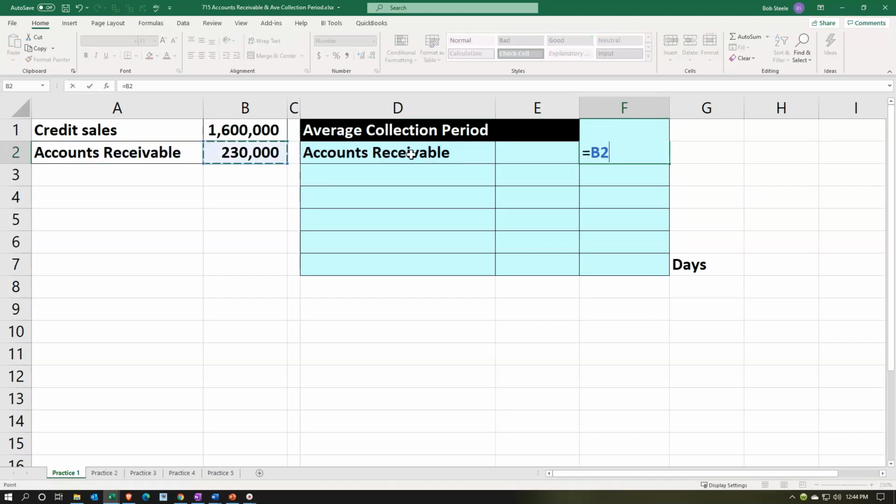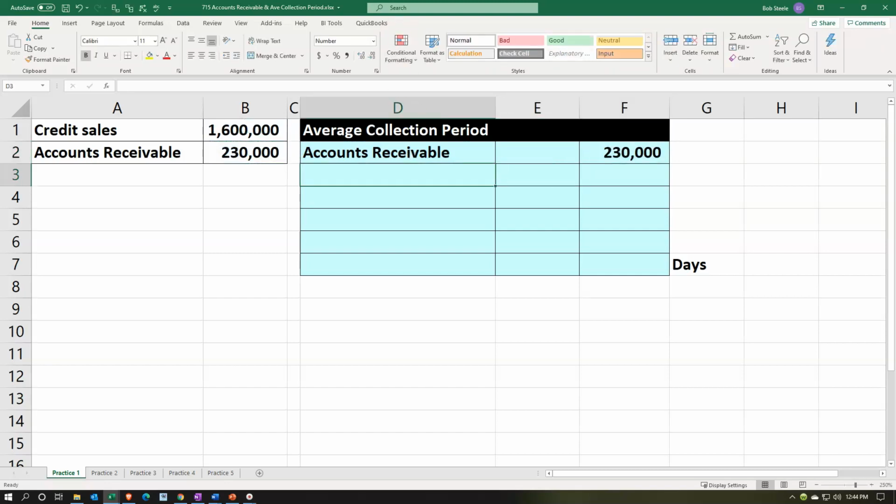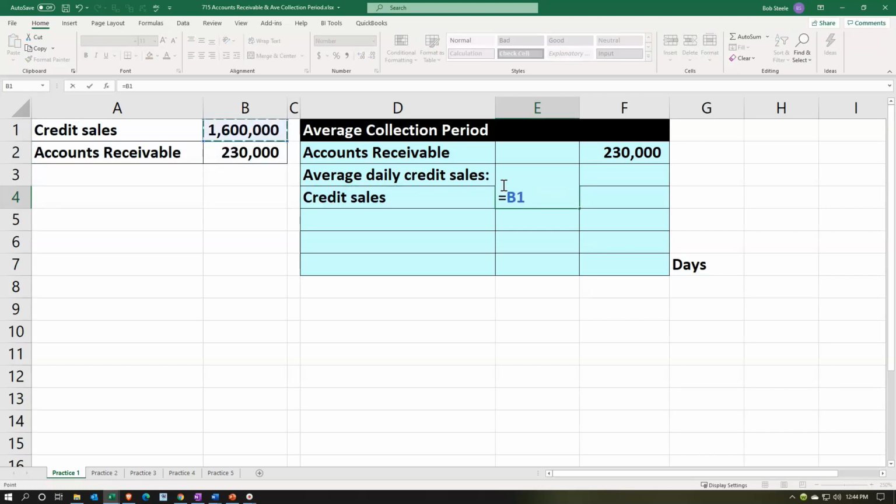So the accounts receivable out on the right is going to be the 230. Then we're going to calculate the average daily credit sales. I'm going to put a colon on that because I'm going to pull that into the inner column. It's going to be a sub calculation to get to the denominator of our calculation. So we're going to have the credit sales that we're going to be picking up here, and that will be the 1,600,000. And then we're going to divide that by the days in the year, which more closely would typically be around 365.